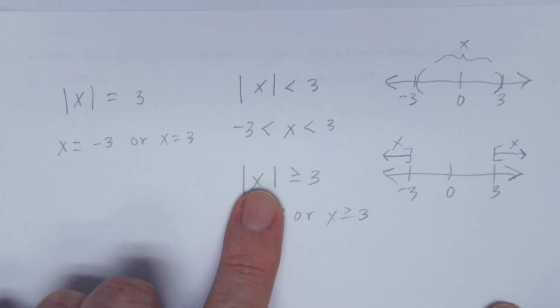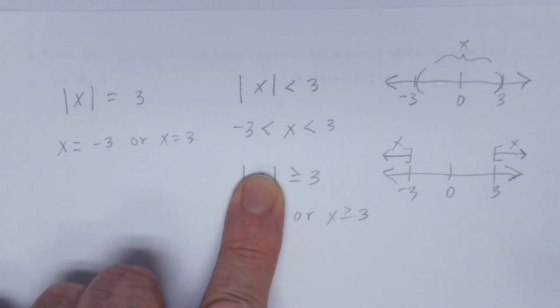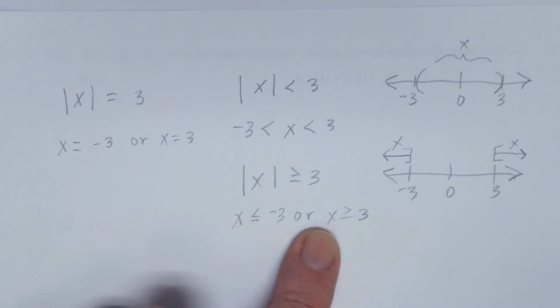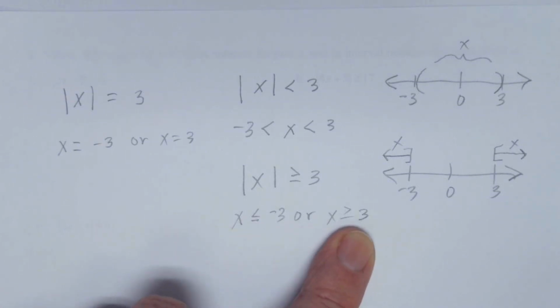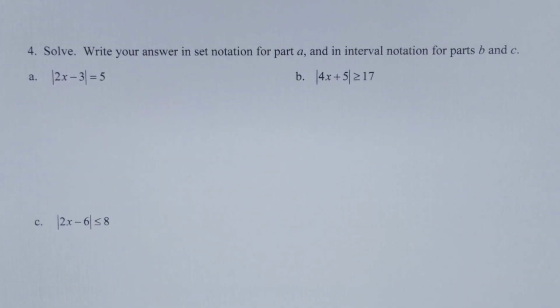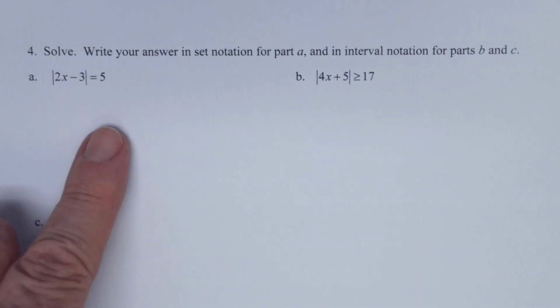So if you had something in here other than x, like 2x plus 5, you would say 2x plus 5 is less than or equal to -3, or 2x plus 5 is greater or equal to 3, and you would solve those two equations or inequalities. All right, so now we're ready to do number 4.